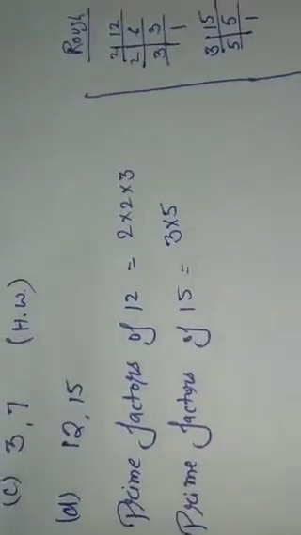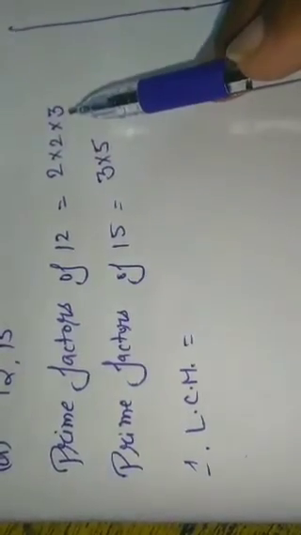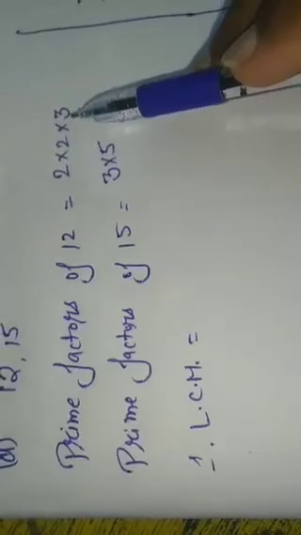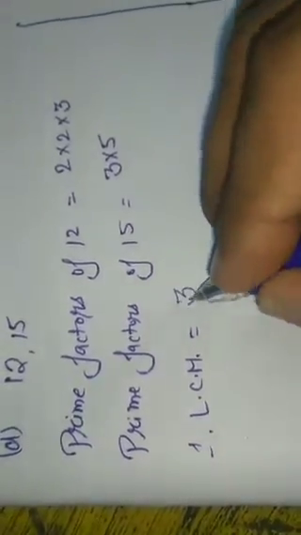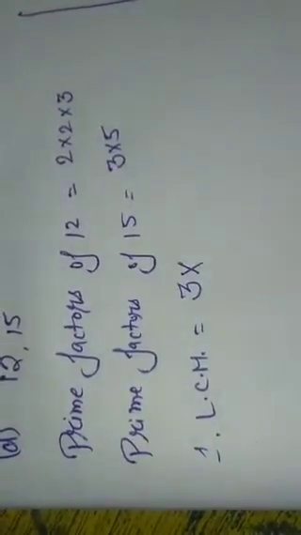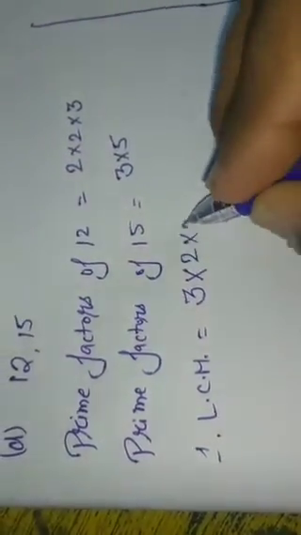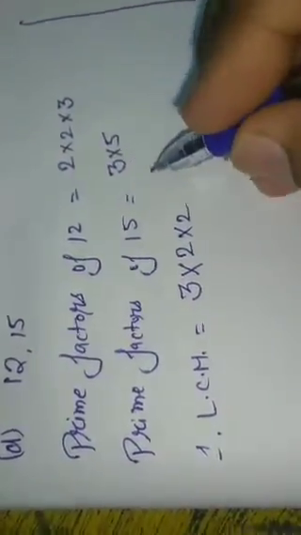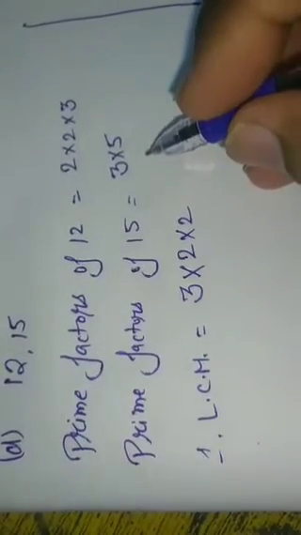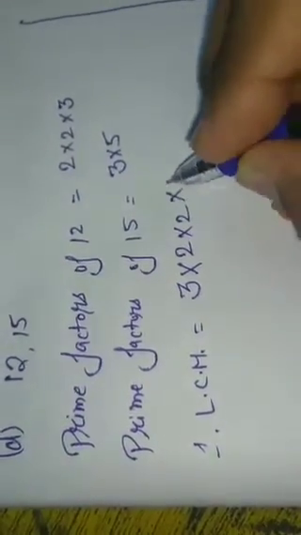Okay, therefore LCM, lowest common multiple, is equal to. So you can see it, what is the common factor here? 3. So 3 you will put like this. Okay, first choose the common number, so it will be easy for you. Then the remaining numbers, 2 into 2 is not common. Then here in the prime factors of 15, 5 is also not common, so you will put it only here.